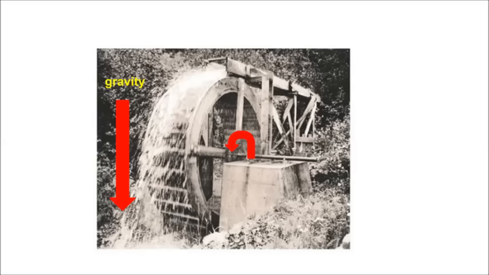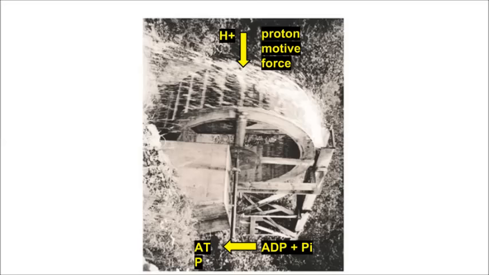A good analogy for this mechanism is a water wheel. The flow of water downhill due to gravity is able to turn the wheel. However, the analogy breaks down when you consider that the movement of the wheel is in the same plane as the movement of the water, which is the driving force. In ATP synthase, the movement of the driving force is at 90 degrees to the rotation of the F0 structure.